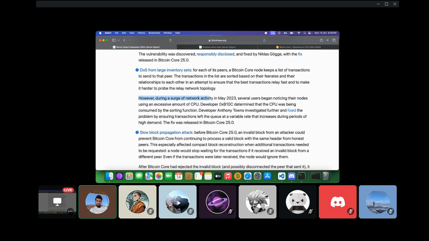However, during a surge of network activity in May 2023, several users began noticing their nodes using an excessive amount of CPU. Developer B10C determined that the CPU was being consumed by sorting functions. Developer Anthony Towns investigated further and fixed the problem by ensuring transactions left the queue at a variable rate that increases during periods of high demand. This fix was released in Bitcoin Core 25.0.